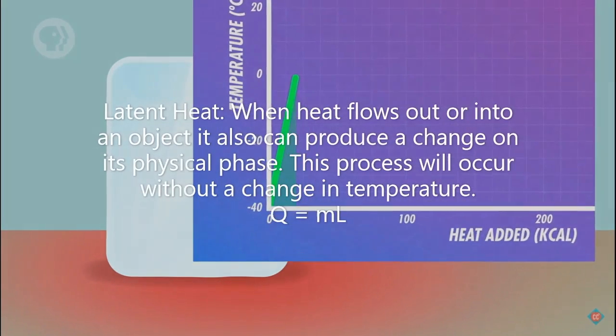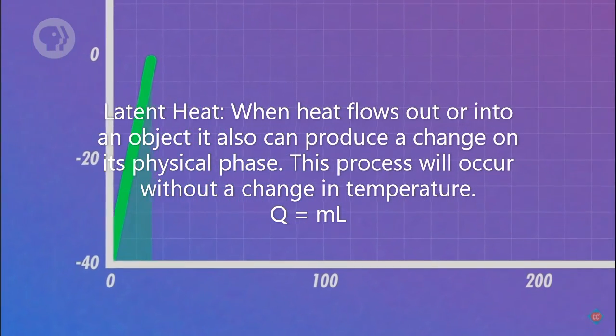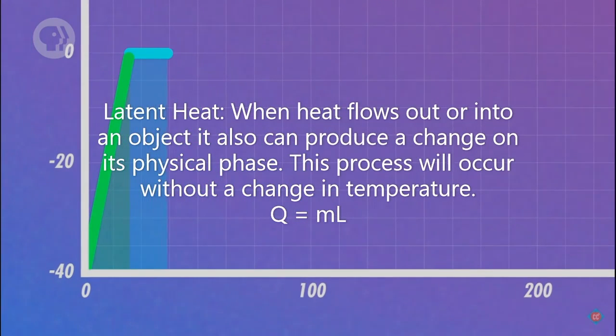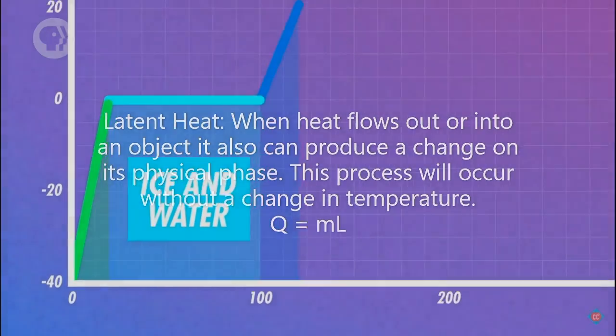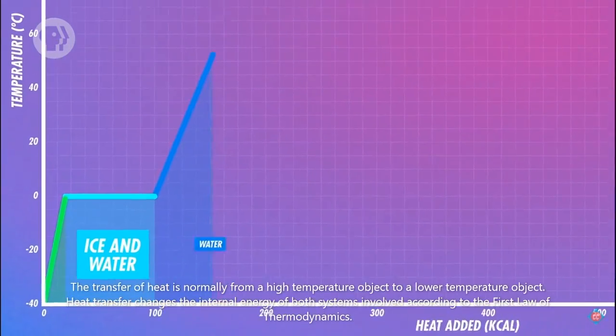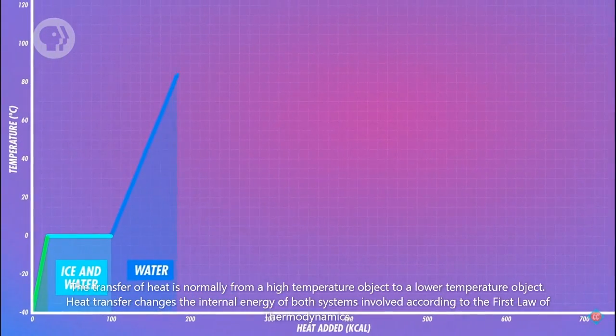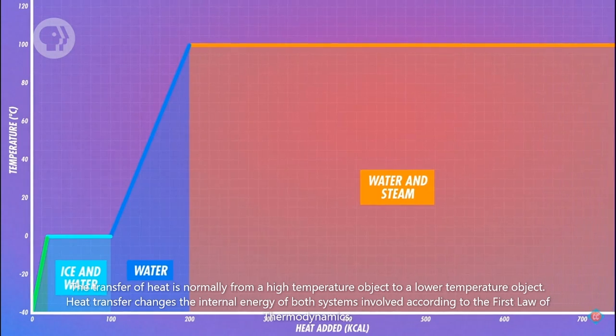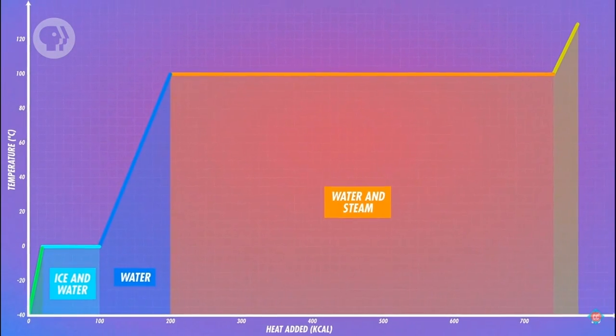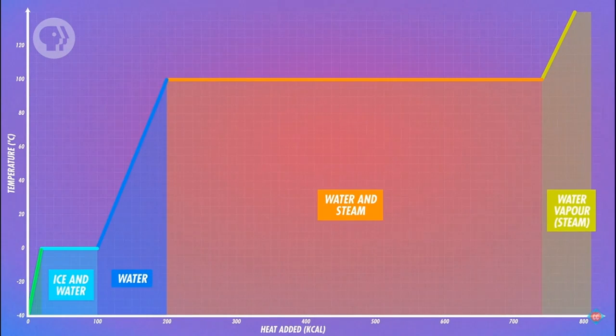Latent heat is when heat flows out or into an object, and it can also produce a change in its physical phase. This process will occur without a change in temperature. Heat transfer is normally from a high temperature object to a lower temperature object. Heat transfer changes the internal energy of both systems involved according to the first law of thermodynamics. And there are 3 types of heat transfer.